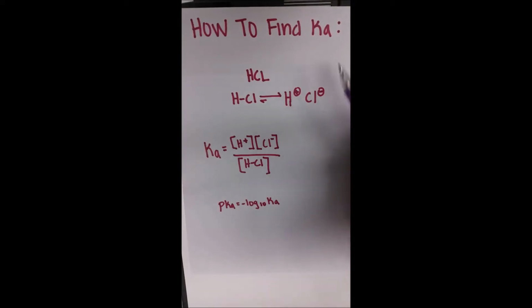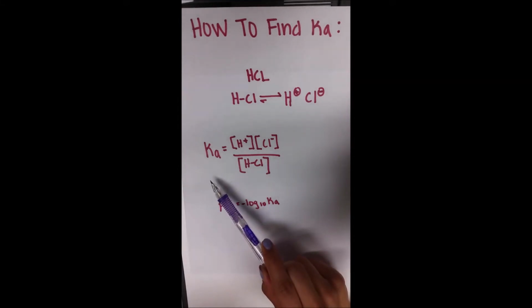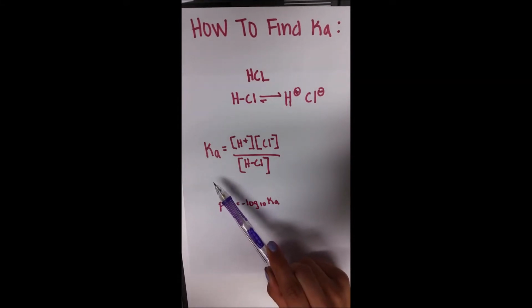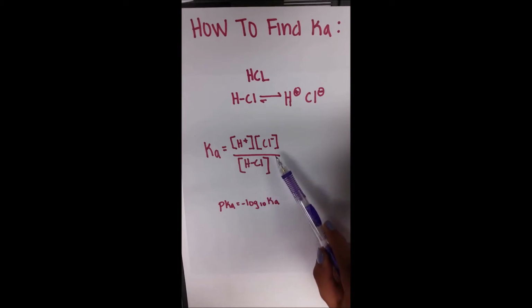By defining what Ka is, or the acid dissociation constant. Ka is the relative strength of an acid in solution. So if we take a molecule of HCl, we can see that it dissociates into H plus and Cl minus. To find the Ka, all you need to do is take the concentration of H plus times the concentration of Cl minus all over the concentration of HCl.